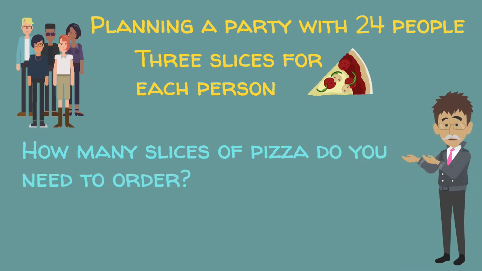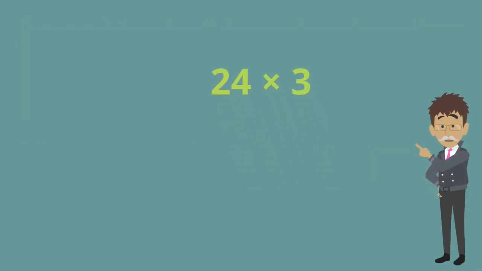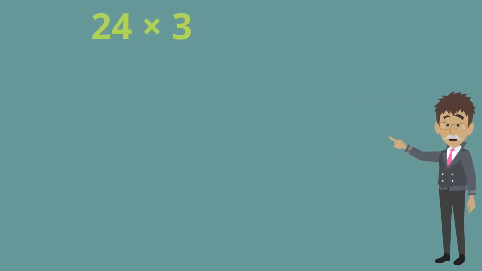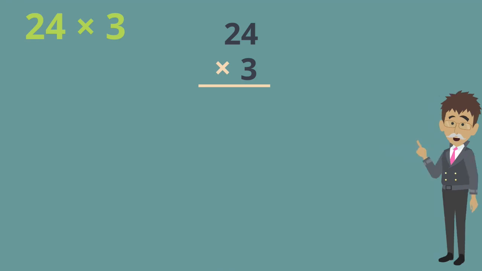You could count the slices one by one, but a quicker way is to multiply the number of people by the number of slices per person. Again, I will explain the standard algorithm. First, line up your numbers vertically with the 1-digit number on the bottom. We write the operation and draw a line to separate the problem from our work. Now, multiply the 1-digit number, 3, by each digit in the 2-digit number, starting from the right.